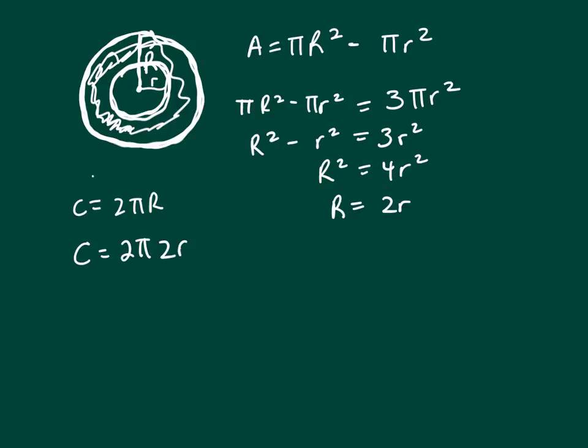And this is the big circumference. The little circumference would be 2 pi little r. And you see how you got 2 pi little r right there? So the big circumference is 2 times the circumference of the smaller circle. So your answer is C.